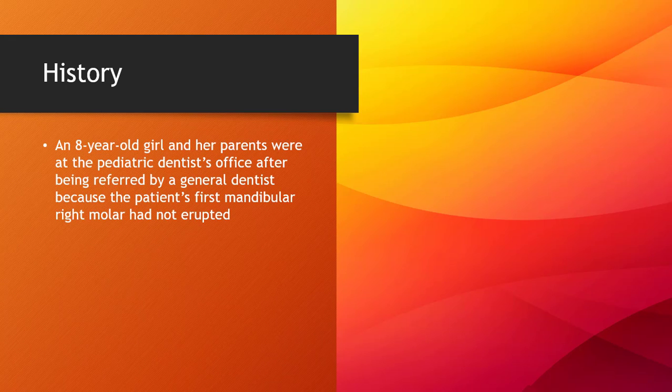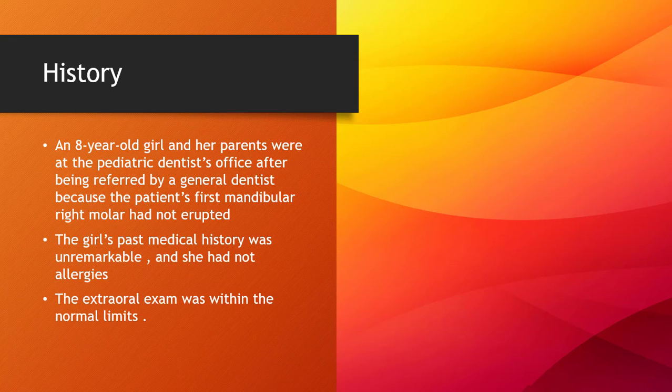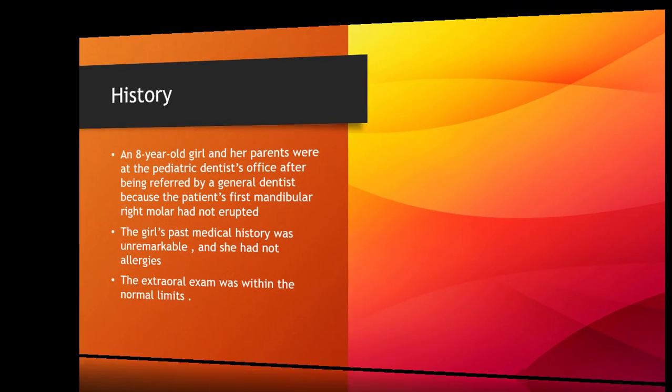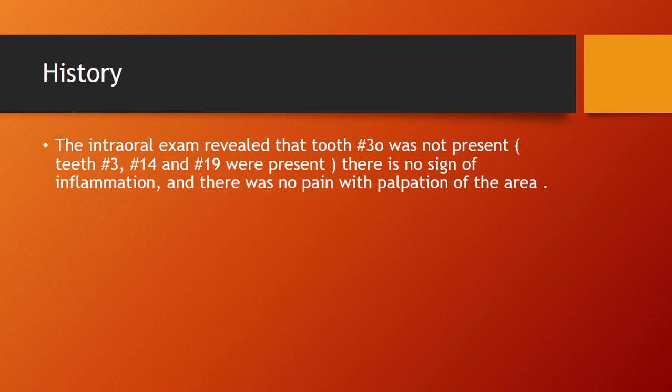An 8-year-old girl and her parents were at the pediatric dentist's office after being referred by a general dentist because the patient's first mandibular right molar hadn't erupted. The girl's past medical history was unremarkable and she had no allergies. The extraoral exam was within normal limits. The intraoral exam revealed that tooth 30 wasn't present. Teeth 3, 14, and 19 were present. There was no sign of inflammation and no pain with palpation of the area.